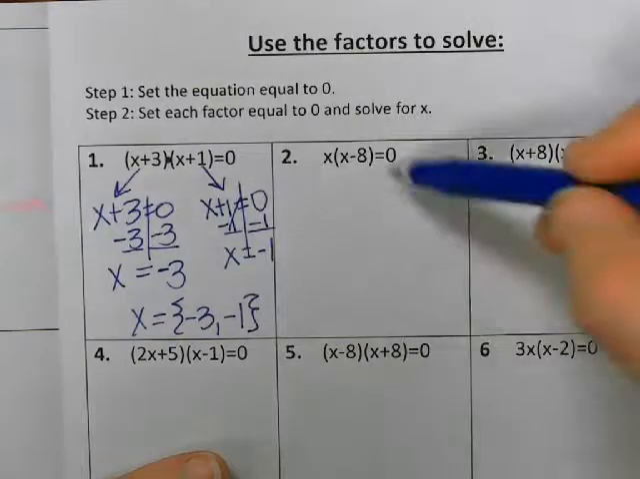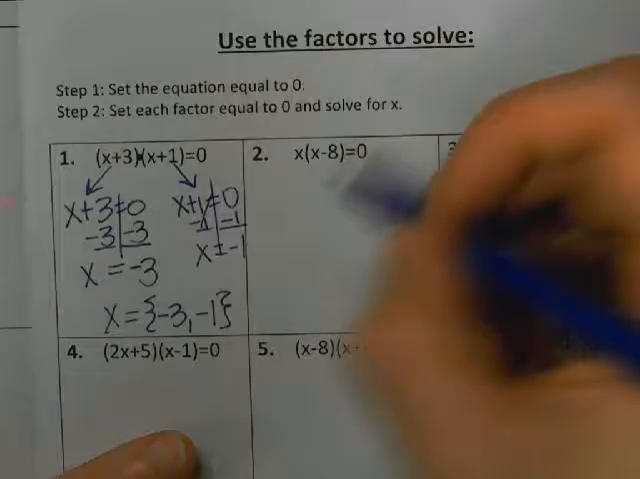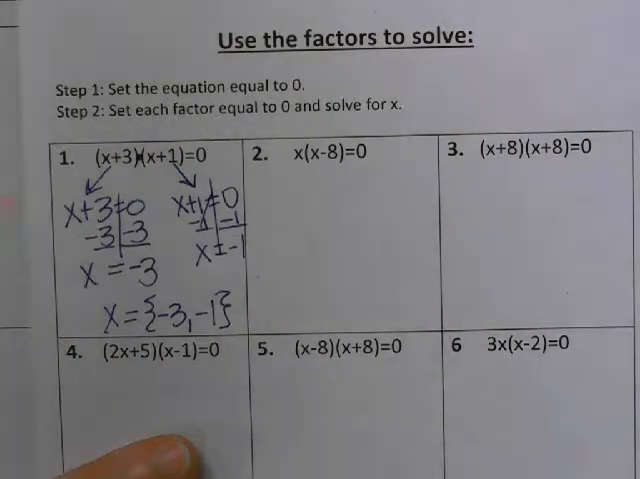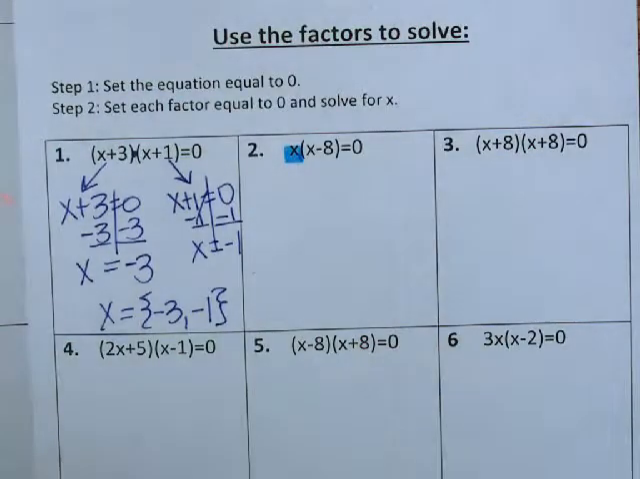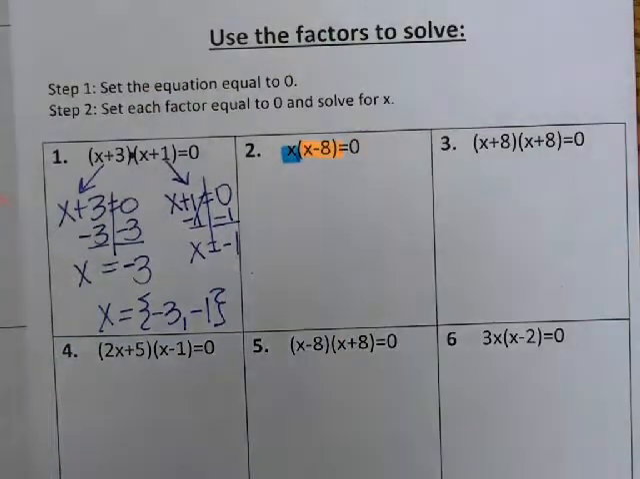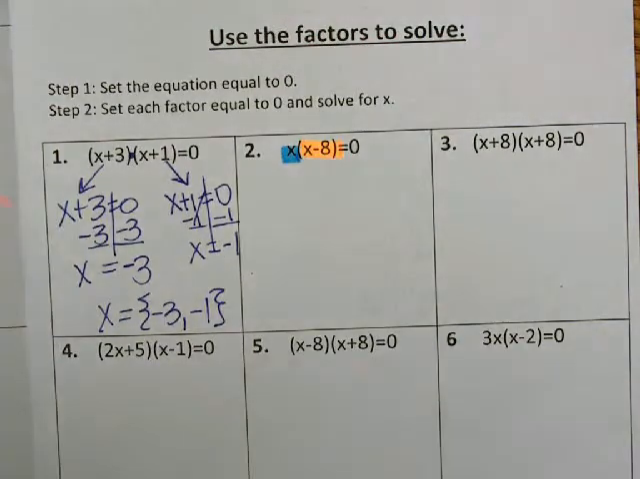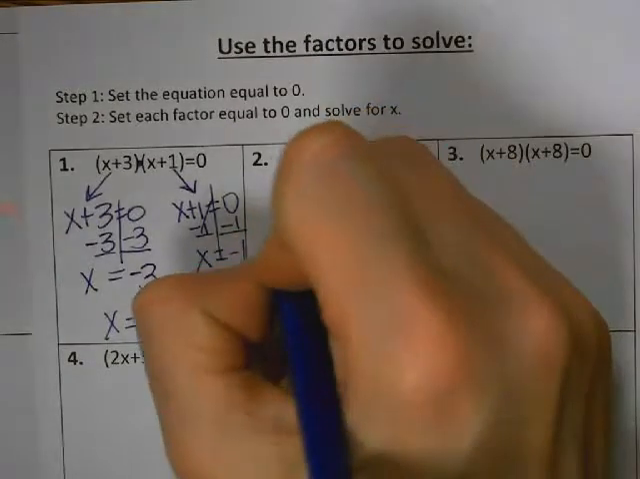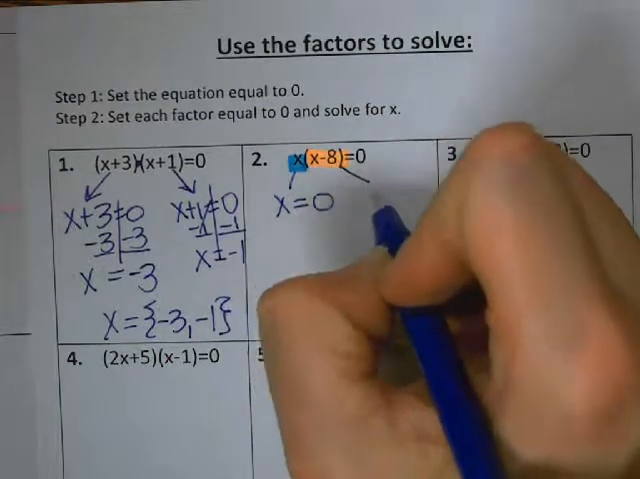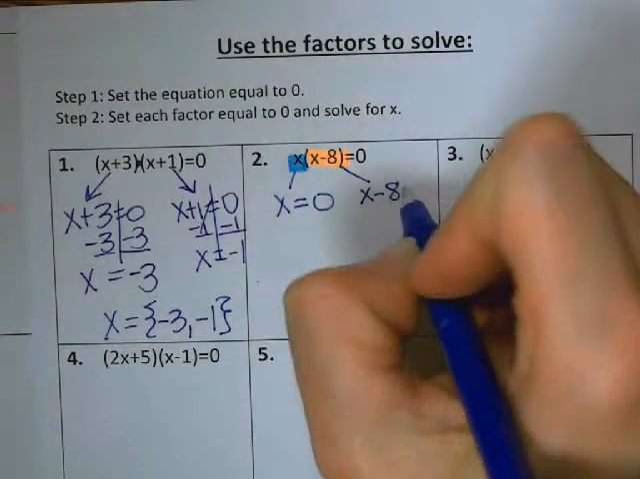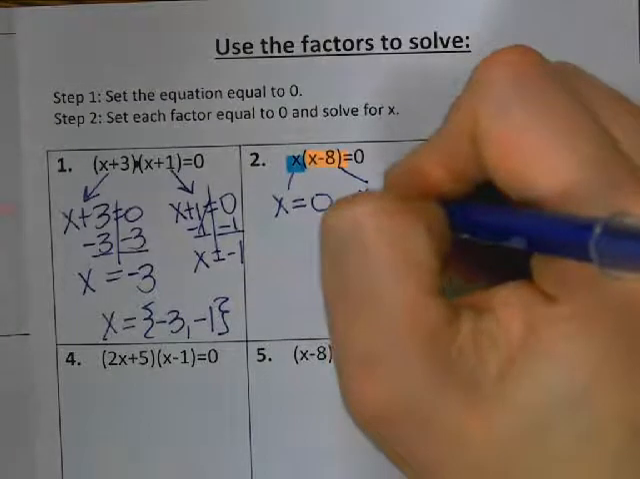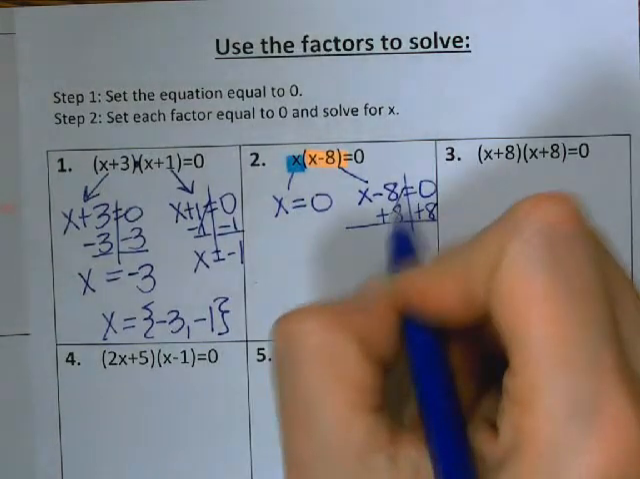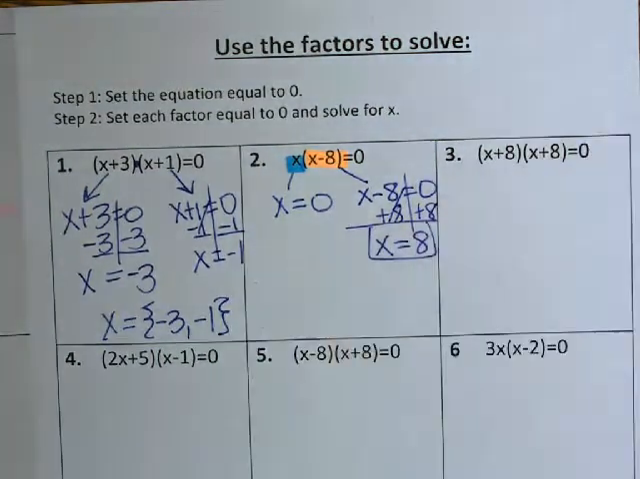Alright, let's do number 2. So problem number 2 says x times x minus 8. If you look at it, we could even say, okay, here's the first factor, here is the second factor. Okay? So that means I'm going to say this first one, x equals 0, and then this second one, x minus 8 equals 0. This one's already solved. This one we have to add 8 to both sides. So you get x equals 8.